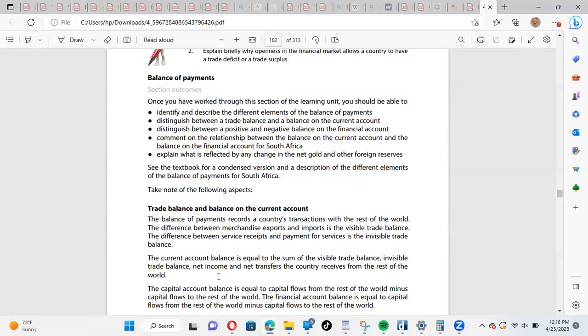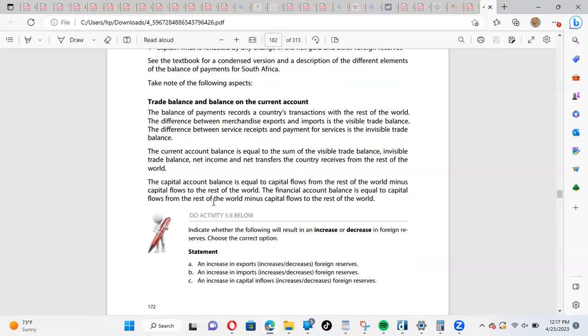All right, and then we have what we call the balance of payments, right? The balance of payments basically combines the goods market and the financial market. It records every one of the country's transactions with the rest of the world, right? So we look at the merchandise exports and imports, which is going to give us the trade balance. And then we also look at the financial account, where we're looking at the capital account in terms of the inflows and outflows to the rest of the world.